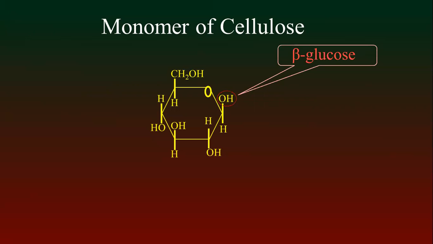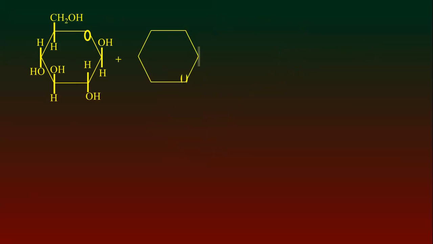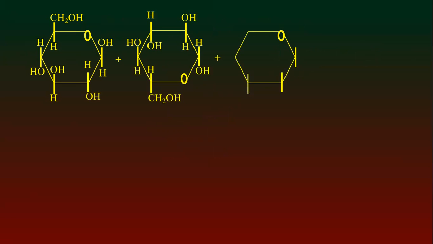So from beta glucose we can prepare the cellulosic compound. Okay, here you see that in the beta glucose compound 6 carbon atoms are present. For the preparation of a cellulosic compound, 4 monomers have to be written alternately. Here you will see that 4 beta glucose units are written.